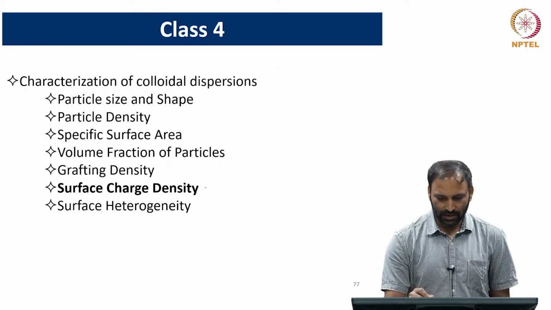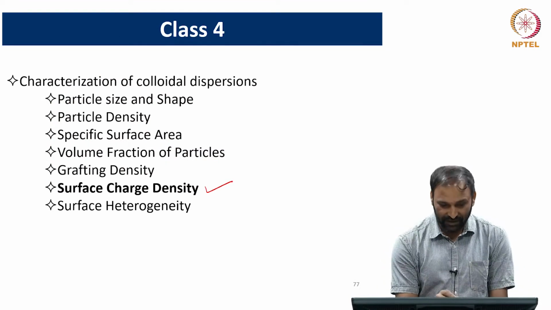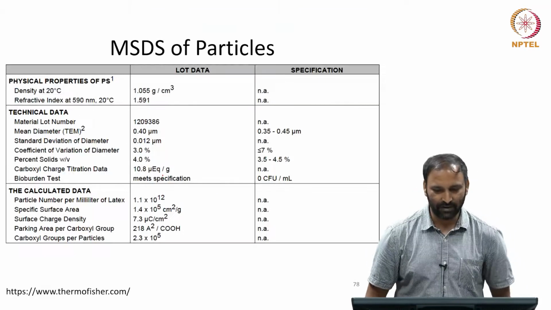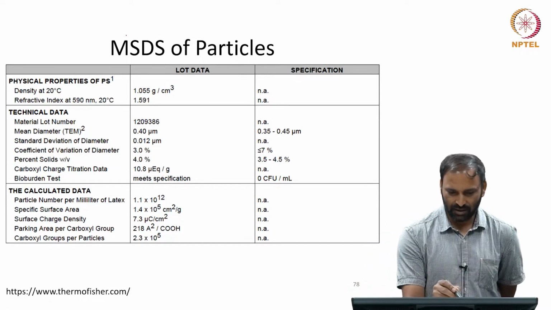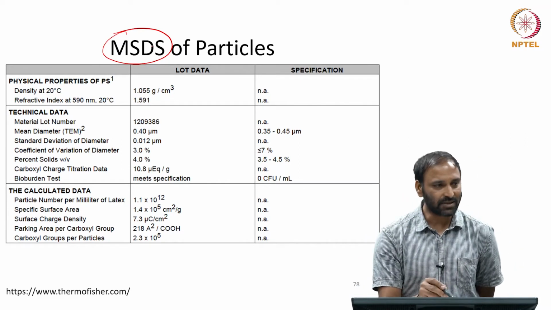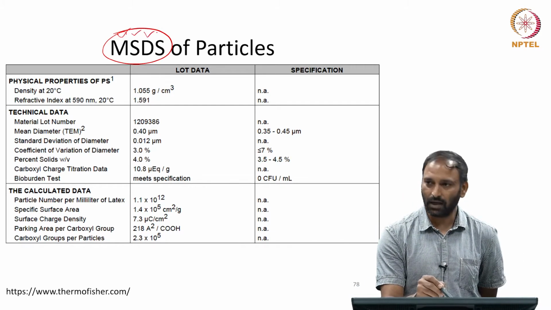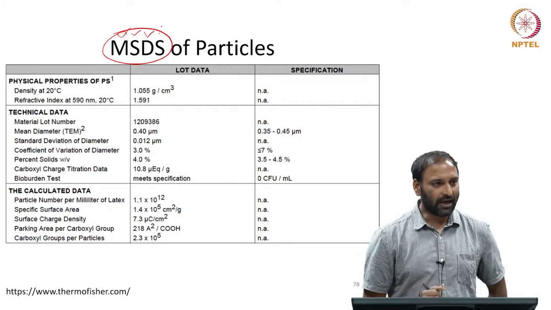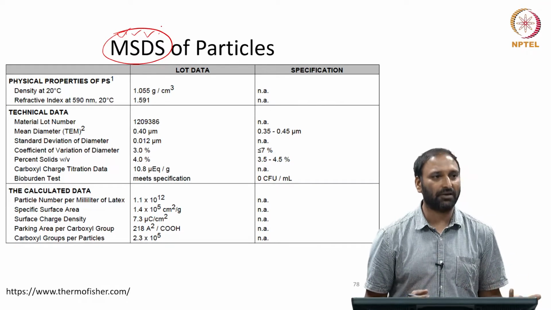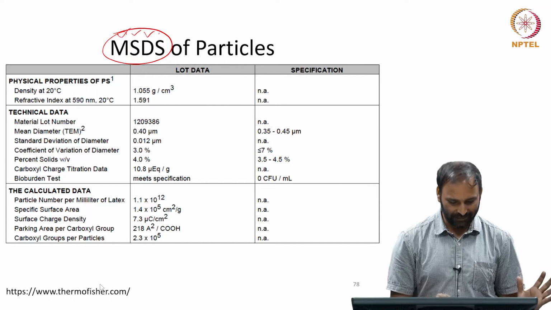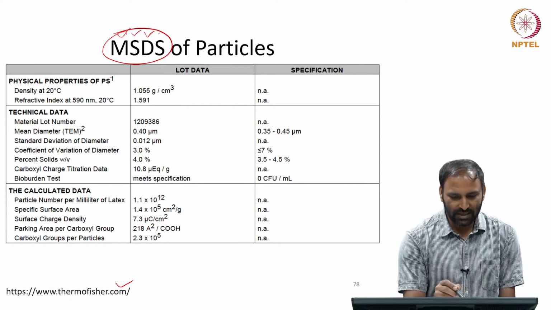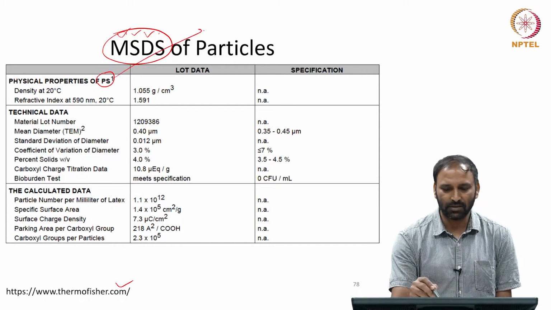Let's go to the next one, that is surface charge density. Before we do that, I have taken an MSDS. People who work with chemicals would have heard this, material safety data sheet. Like for any chemical, there is also a data sheet for particles. This is a typical data sheet, which I have taken from a website. This one is actually for PS, polystyrene particles.